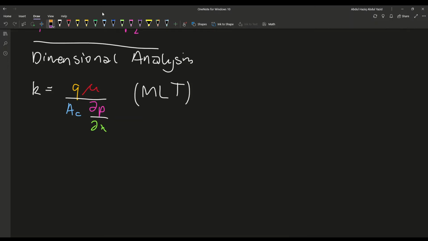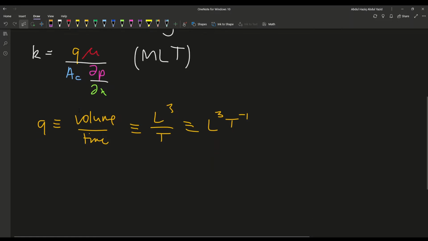So let's begin with the units of Q. Q is flow rate. Flow rate is something that flows with volume over time. It's a volumetric flow rate, yeah? So it's volume over time, which is L cubed over T, which you can rewrite as L cubed times T to the minus 1. Now viscosity is a tricky one. Typically in the field we use centipoise, which can be written as millipascal seconds.